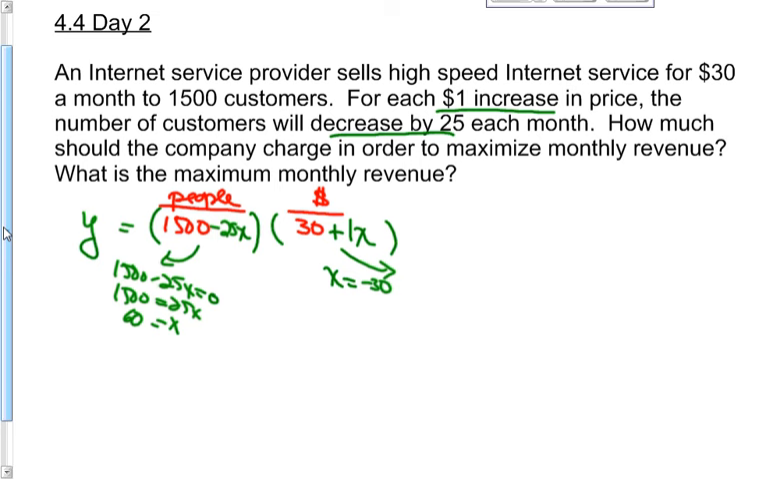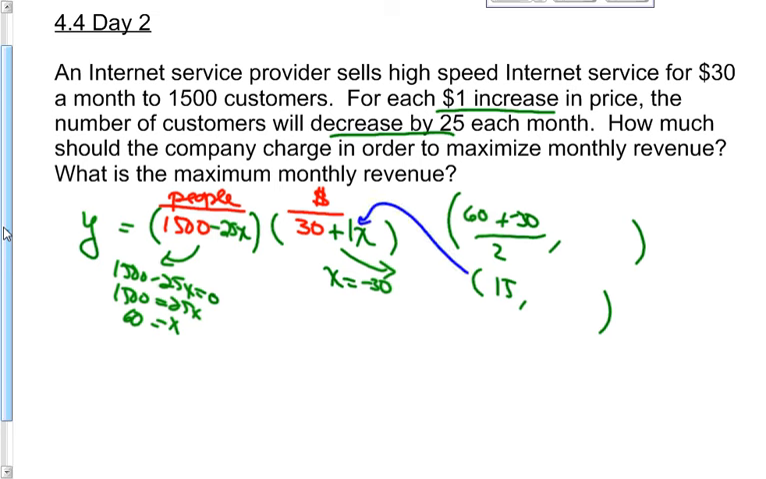Vertex is halfway in between. P plus Q divided by 2. 60 plus negative 30 is 30. 30 over 2 is 15. 15, comma, plug it in. So we need to plug that in. We need to get the maximum revenue. Take your 15 and plug that into two spots.